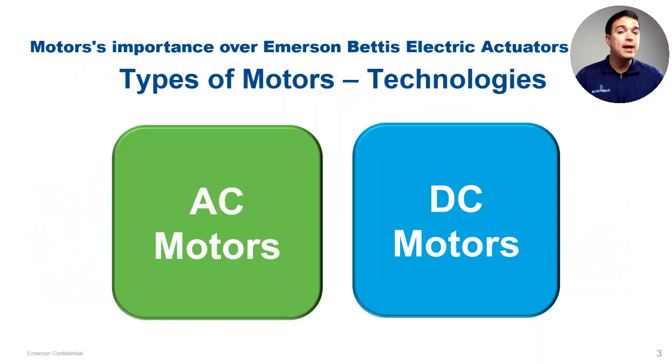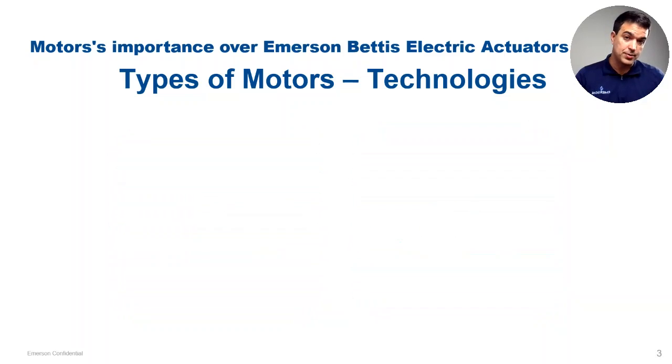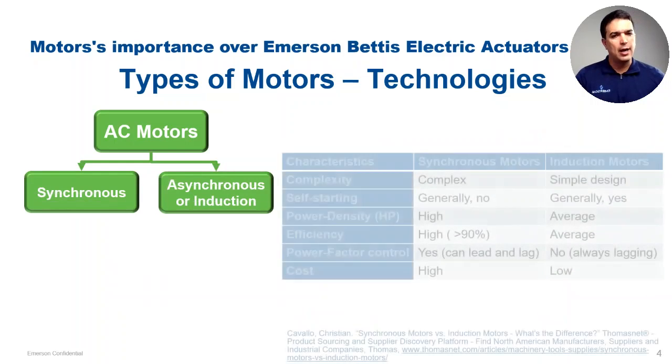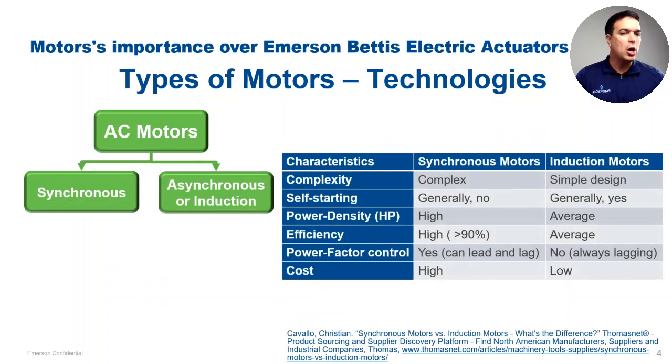The technology is based on the power supply available, so you have AC motors and DC motors. Talking about AC motors, you have two types, synchronous and induction motors. Synchronous motors have a rotor rotation synchronized with the frequency of the supply, and the speed remains constant under varying loads. They are normally used in high-precision positioning devices like robots and instrumentation.